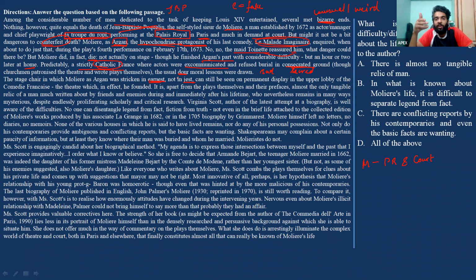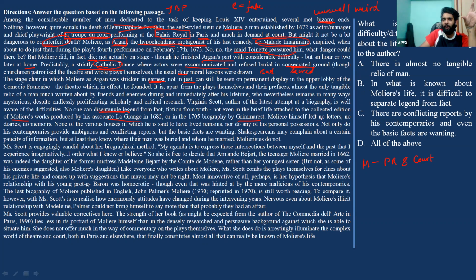Okay, Virginia Scott, who is the author of the latest attempt at a biography. So this person is trying to write the biography of Molière. Okay, is well aware of these difficulties. So she's gotten to know about these difficulties. No one can disentangle legend from fact. So no one can disentangle over here. Separate a legend from fact, fiction from truth, not even in the brief life attached to the collected editions of Molière's works produced by his associate, La Grange. Okay, and in the biography by these people. So there were two sources before Virginia Scott tried to write this, so she could read from there, but she couldn't decipher much from there.